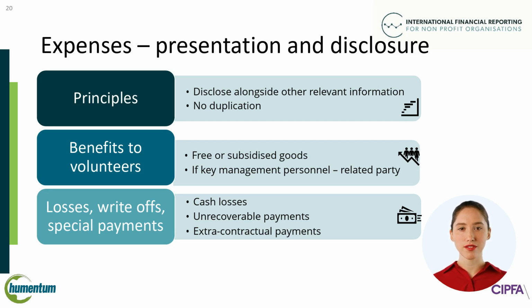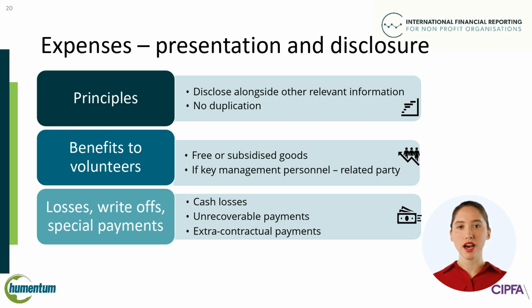However, there are two specific disclosures included in Section 24, Part 2. Firstly, benefits to volunteers, such as free or subsidized services or goods. These must be disclosed separately. This applies to all volunteers, except where a volunteer is a related party. Where this is the case, any benefits must be reported under the related party disclosure requirements.